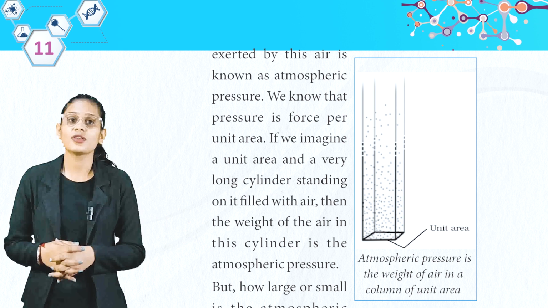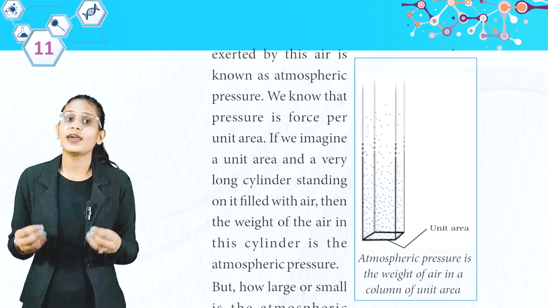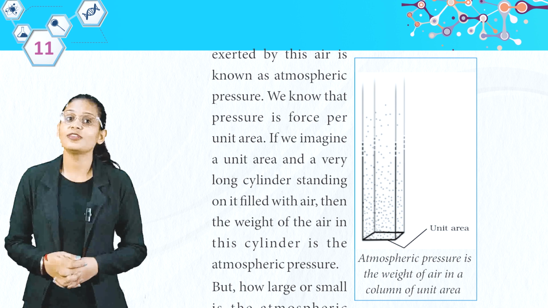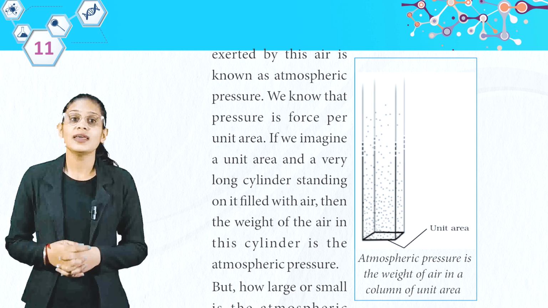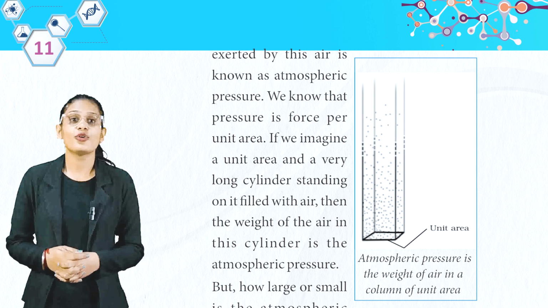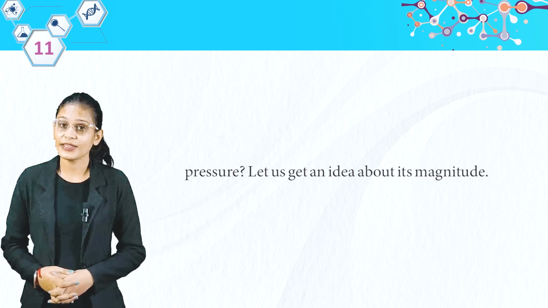We know that pressure is force per unit area. If we imagine a unit area and a very long cylinder standing on it filled with air, then the weight of the air in the cylinder is the atmospheric pressure. But how large or small is the atmospheric pressure? Let us get an idea about its magnitude.